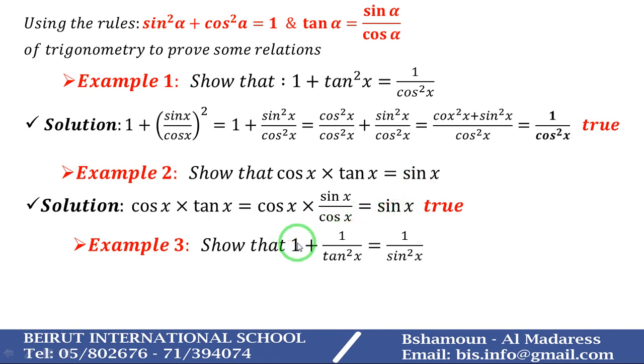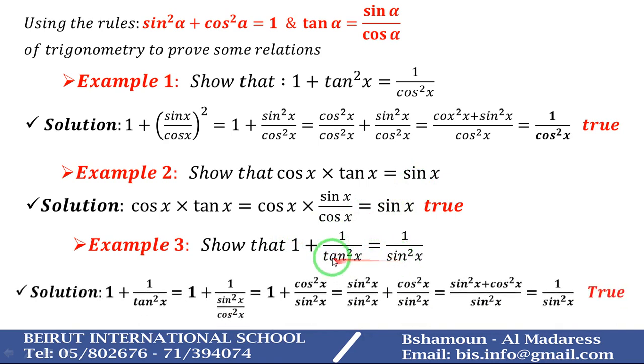Example 3, show that 1 plus 1 over tangent square x equals 1 over sine square x. As you know, we can replace tangent square x by sine square x over cosine square x. So the relation is 1 plus 1 over sine square x over cosine square x. By solving this compound fraction, we get 1 plus cosine square x over sine square x. We can solve these two fractions by reducing to the common denominator, which is sine square x, and then sine square x over sine square x plus cosine square x over sine square x, and we add the numerators.